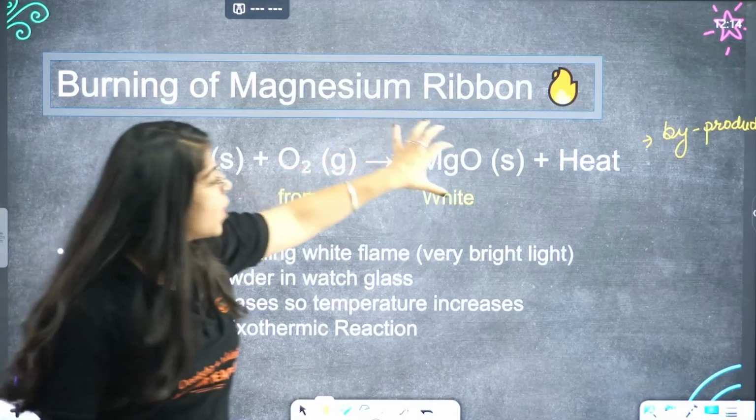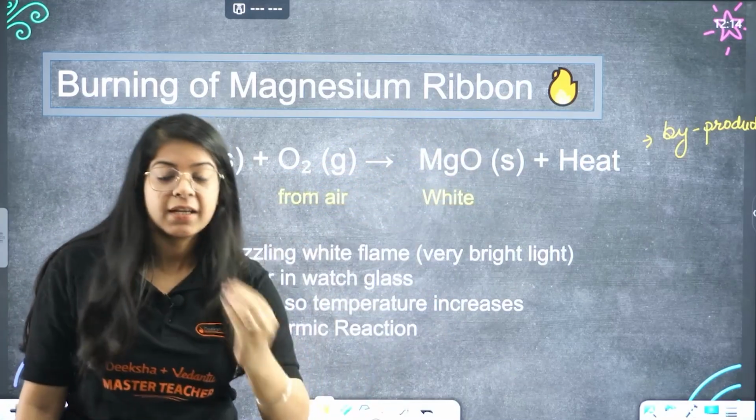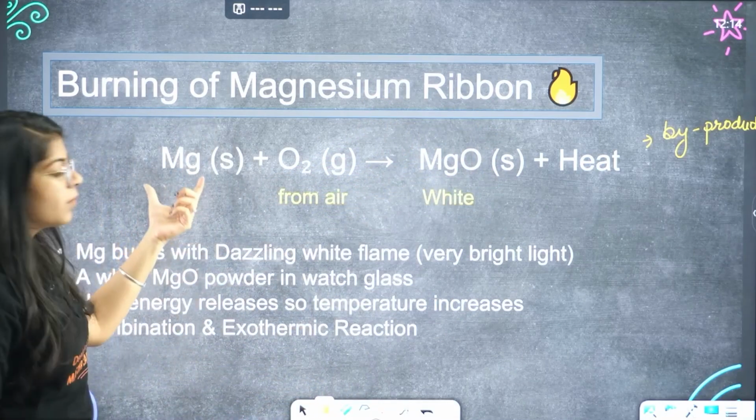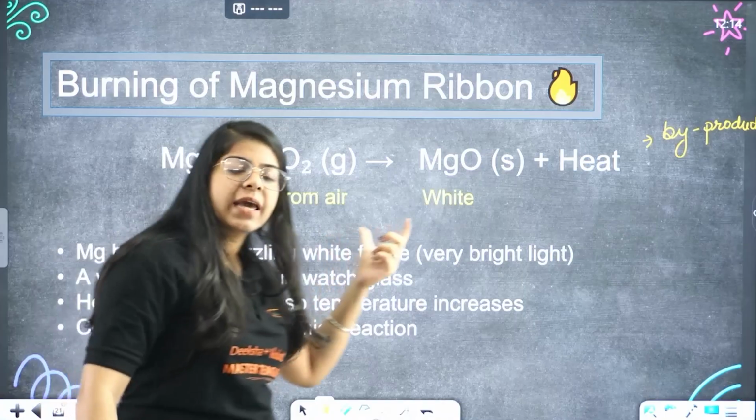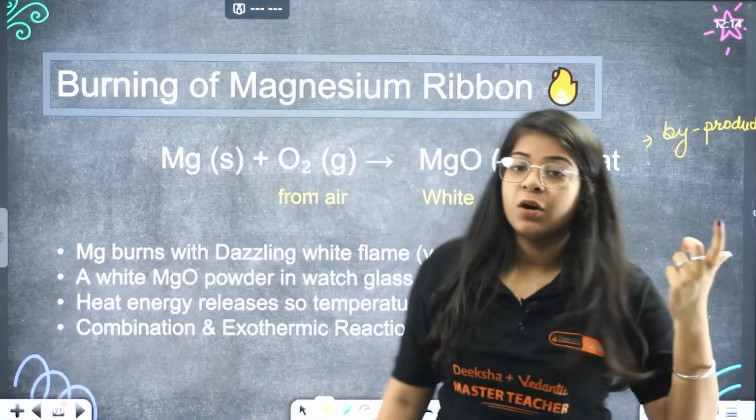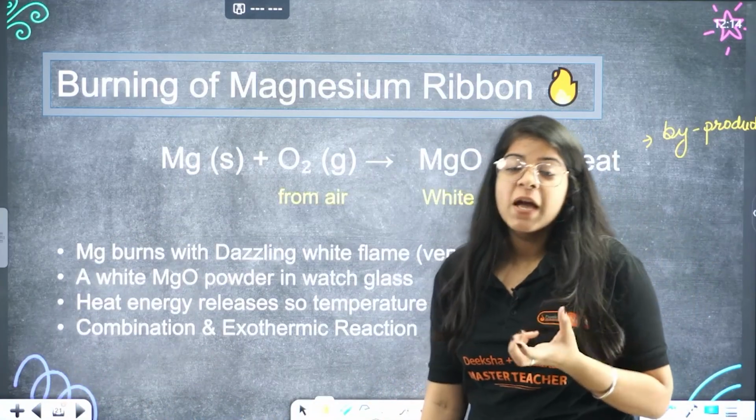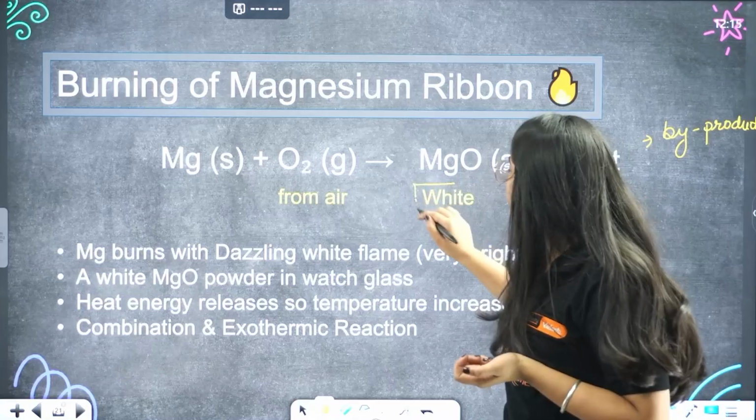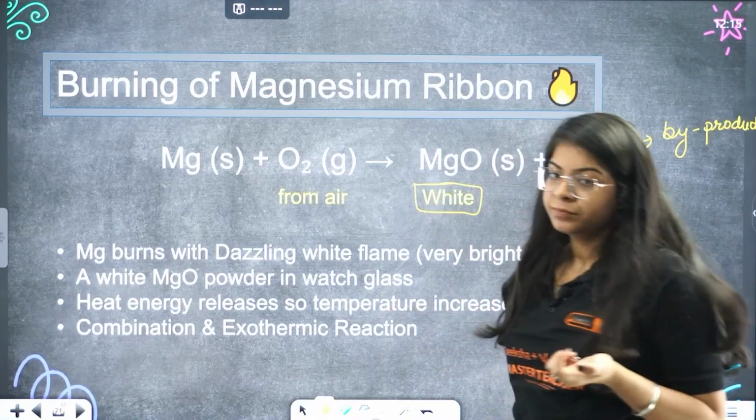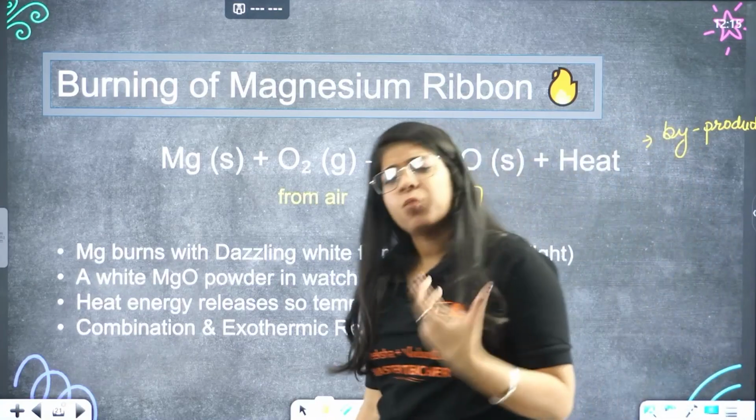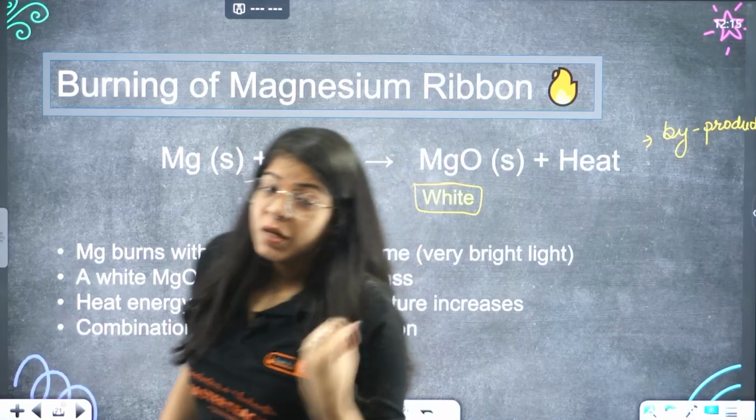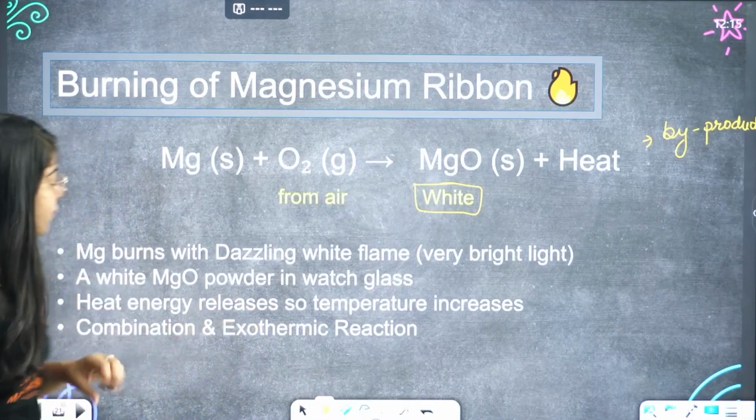Right? So we got MgO, that is white in color. Now magnesium solid, combine it with air, oxygen from the air, O2, that is in gaseous form, we make MgO, which is white in color. Done. This is a very important reaction.